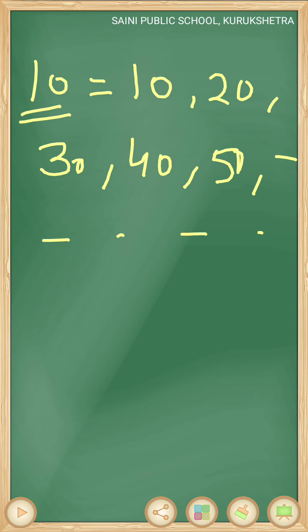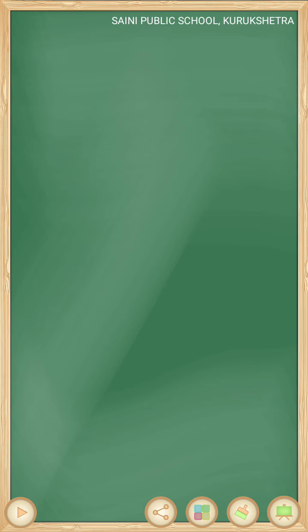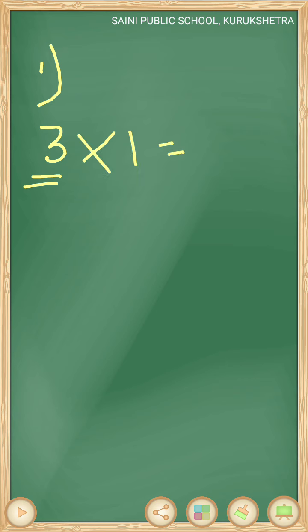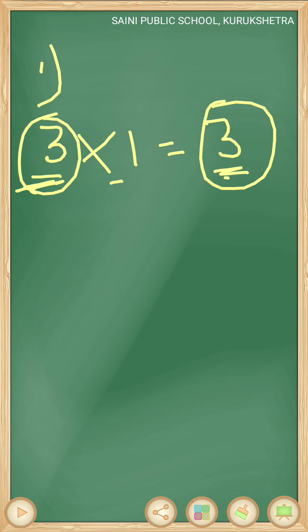Okay. Now from these examples you can see there are some properties of multiples which you should know. First property: every number is a multiple of itself. Suppose I want to write multiples of 3. So 3 into 1 is always the same number. 3 into 1 is 3. So 3 is a multiple of 3. So every number is a multiple of itself.